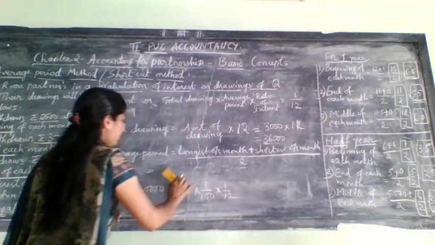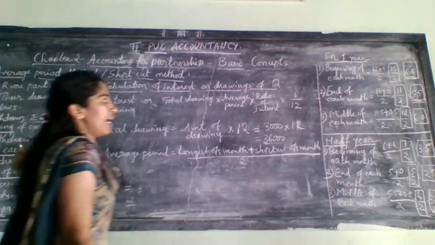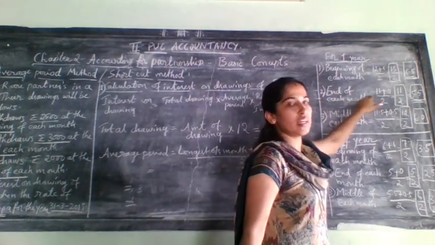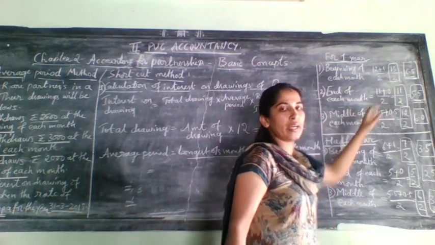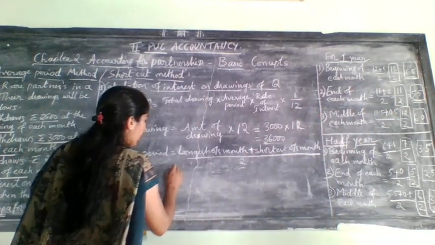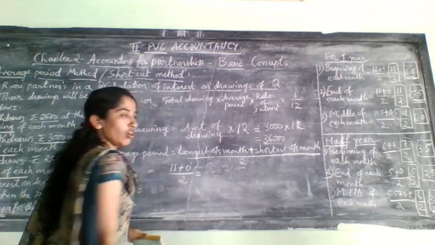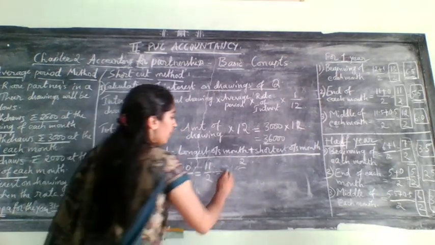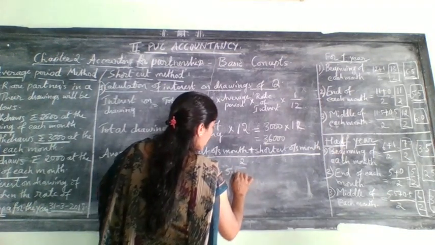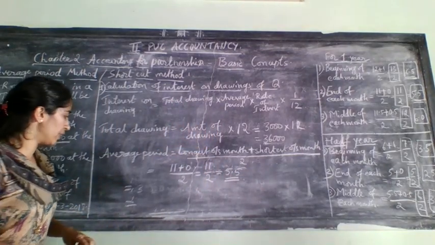What is the case now? Here Q withdraws at the end of each month. When it is at the end of each month, longest will be 11, shortest will be 0, divided by 2. So write down here 11 plus 0 divided by 2, and it will come 11 by 2, which is 5.5. This is the answer. So 5.5 will be the answer.